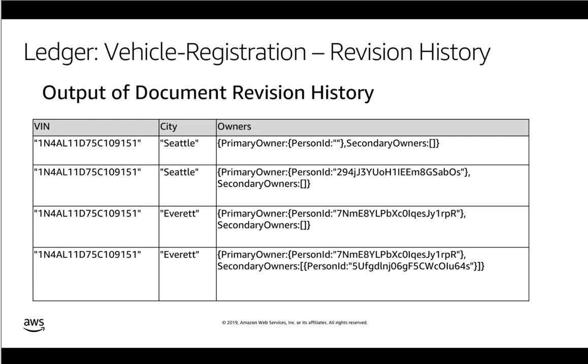But as you can see, you can now look at all the revisions that have occurred for the same VIN number or the same vehicle registration document, and it has gone through a number of changes, wherein the primary owner has changed, and the secondary owner, which didn't exist before, we now have as well. So QLDB provides you an entire revision history of a particular document in your table.